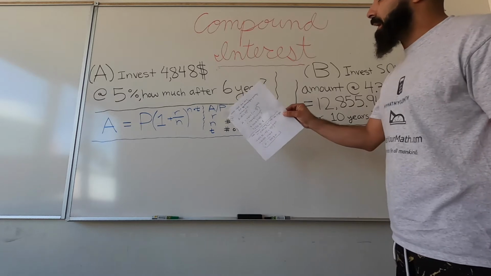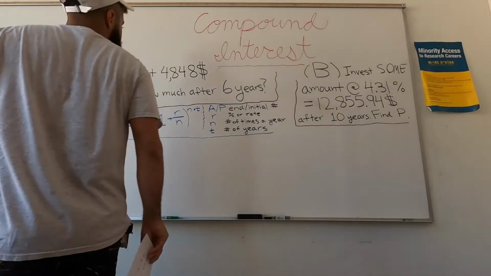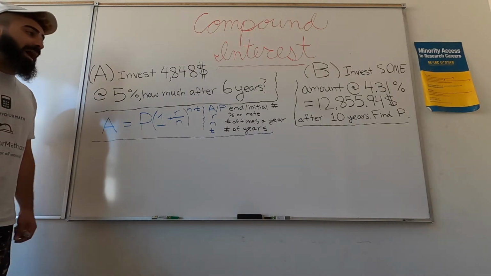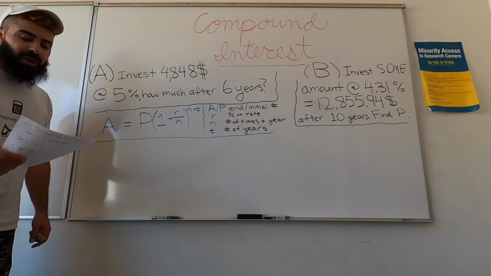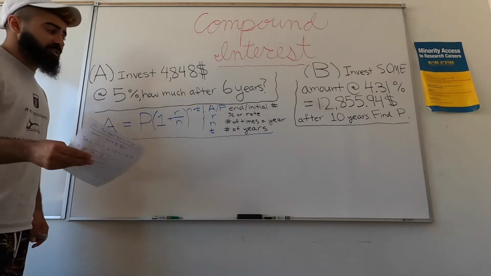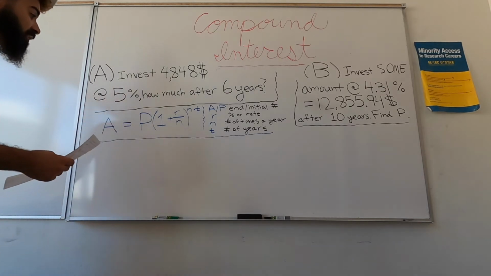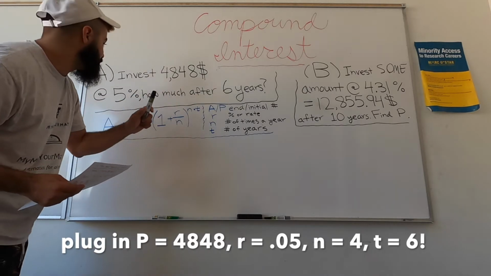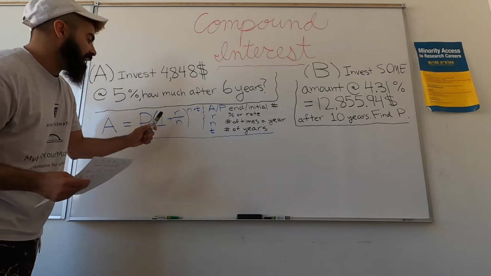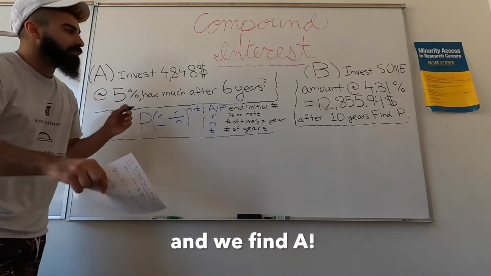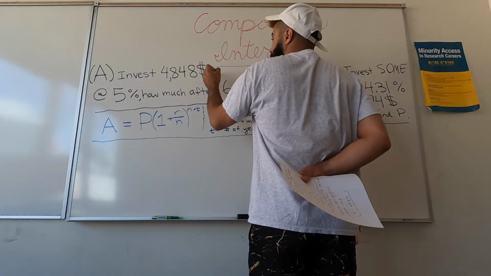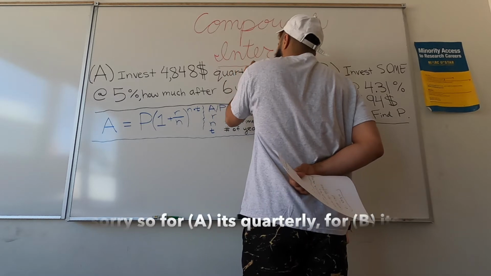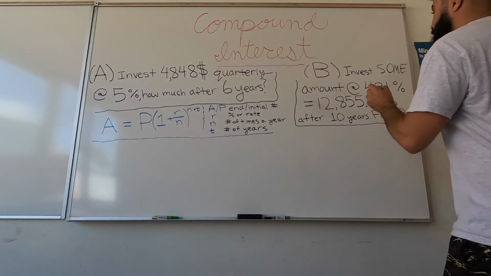Now, example A. You invested $4,848 at 5%. How much of it do you have after 6 years? I have a little cheat sheet because I'm not going to break out a calculator here, so I already computed some of this. Here you have P, which is 4,848. You have R, which is 0.05. You have N. This one is going to be quarterly, and this one is monthly.